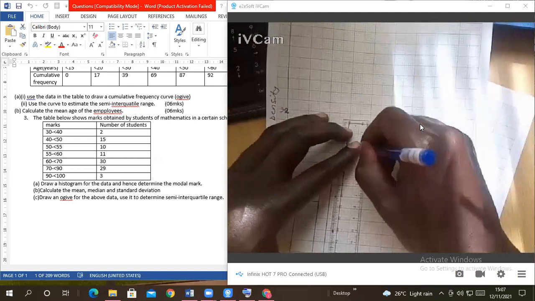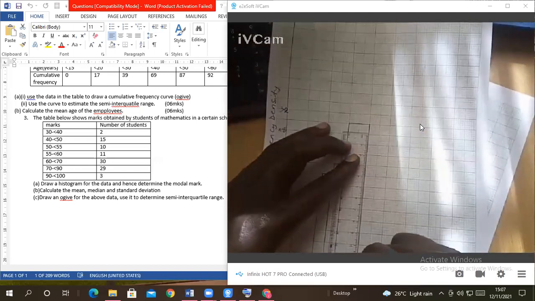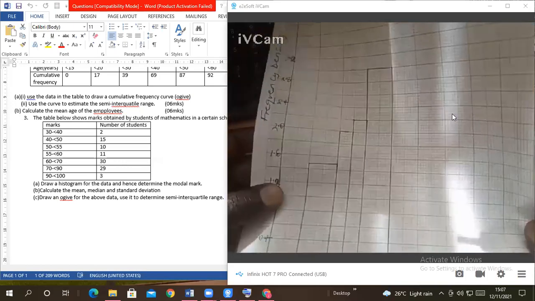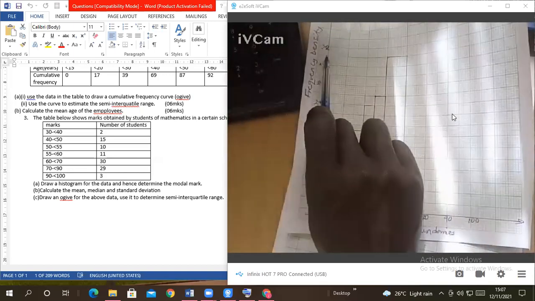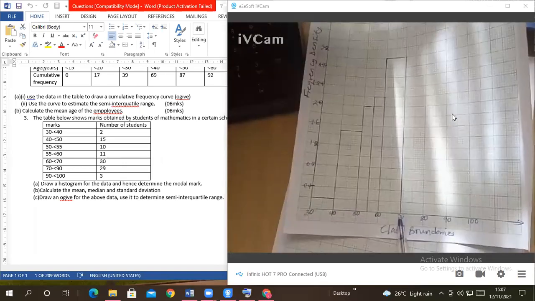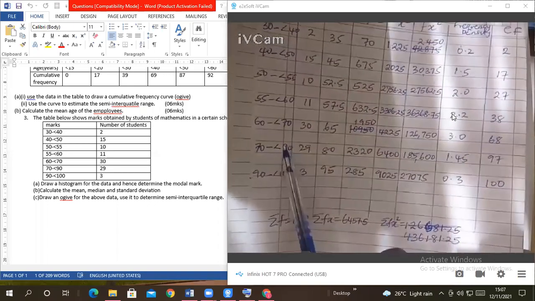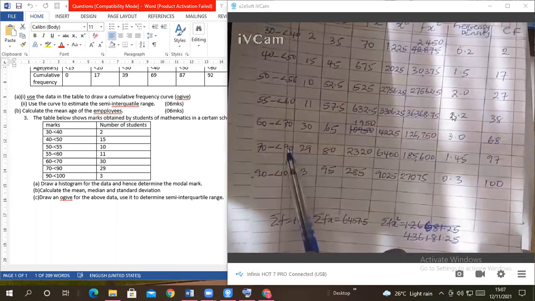And then I join my vertical line. Okay, there we are. I show you that. It's right there. We are seeing that. So I've plotted 3.0, which is here, again, it's 70. The next one that I'm going to plot is 1.45 against 90.